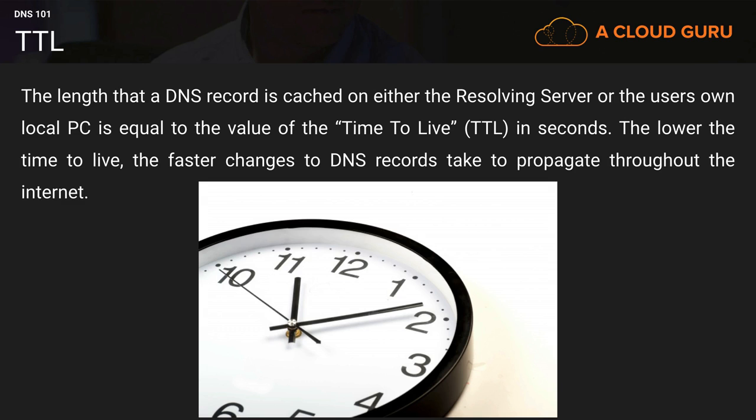Now, on TTL, I'll just explain it again. Basically, it's the length of time that a DNS record is cached, either on the resolving server or the user's own local PC. Its name is time to live, and it's equal to that value in seconds. So 300 is 5 minutes, 60 is going to be 1 minute. And the lower the time to live, the faster the changes to DNS records take to propagate throughout the internet. So you want it as low as possible when you're making changes.